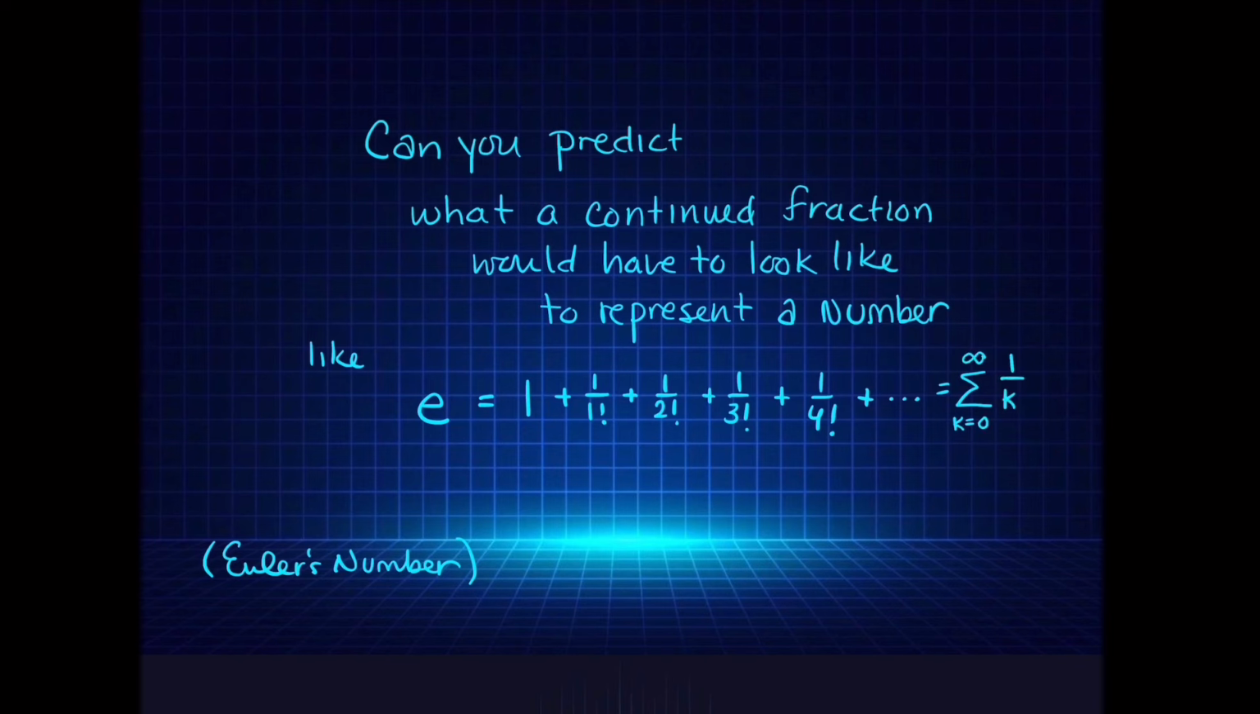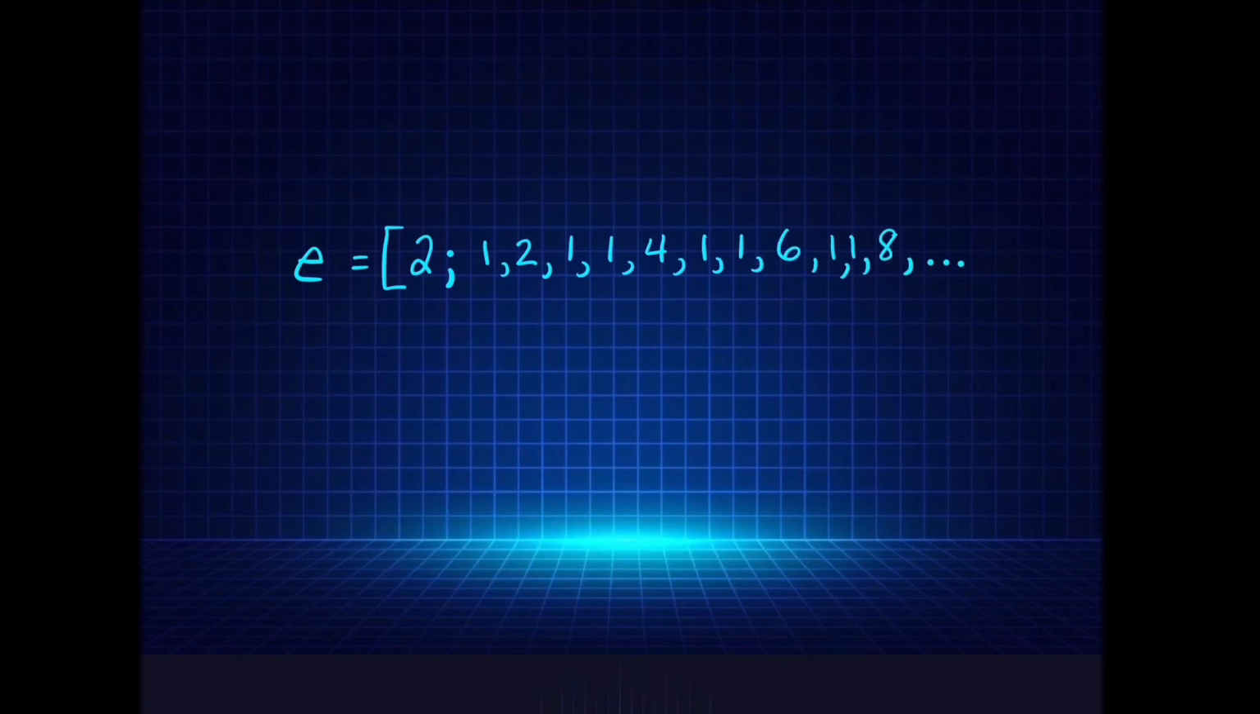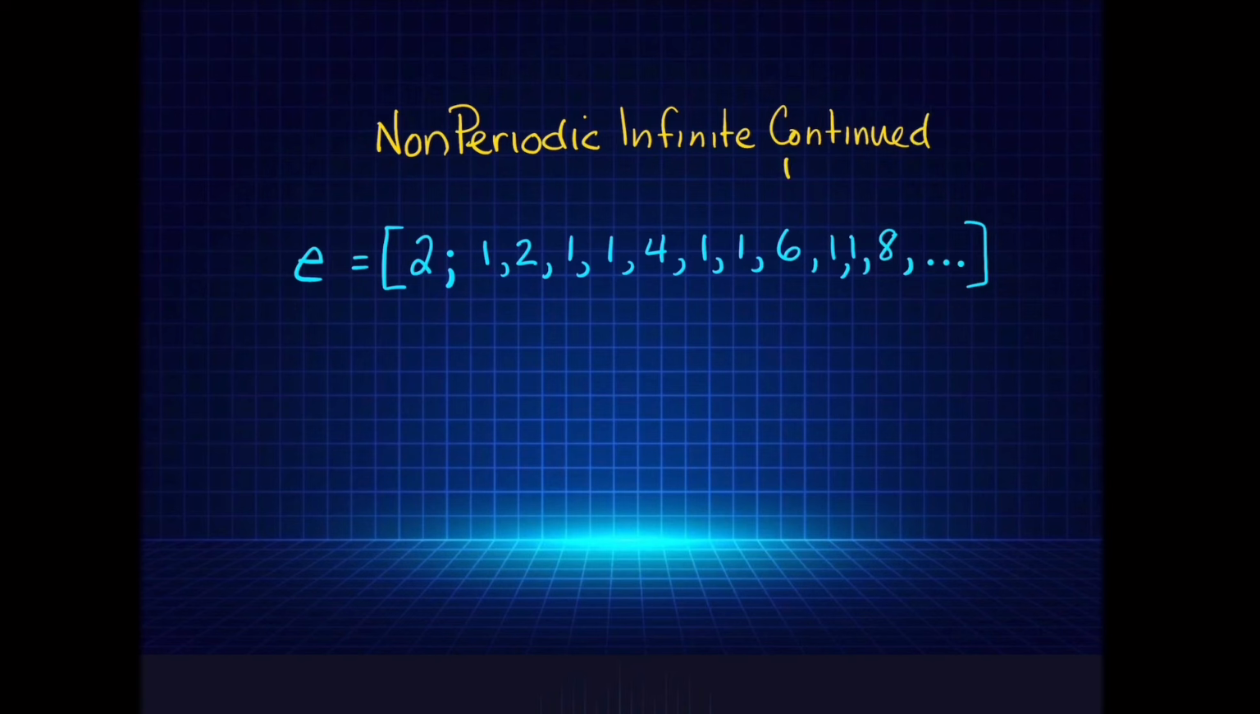Continued fractions have an excellent convergence property. It makes them really good for an iterative process of successive approximation for a more efficient value. So here is e represented as its non-periodic continued fraction representation. So transcendental numbers are non-periodic infinite continued fractions.